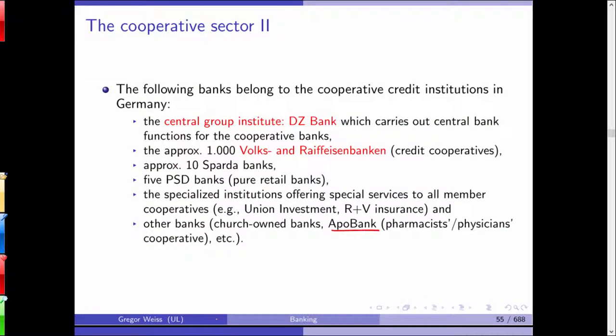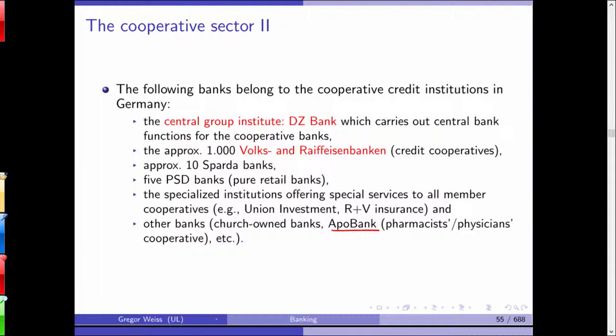APO Bank. It's one bank that is not known by many people, but it's actually the largest cooperative bank in Germany. It's larger than any other cooperative, than any other Volksbank. It's the Ärzte und Apotheker Bank, so the physicians and pharmacists bank, and it's a cooperative. Do you have an idea why they formed this cooperative?